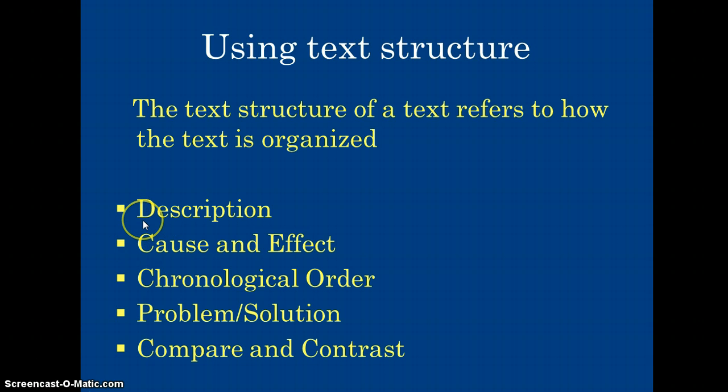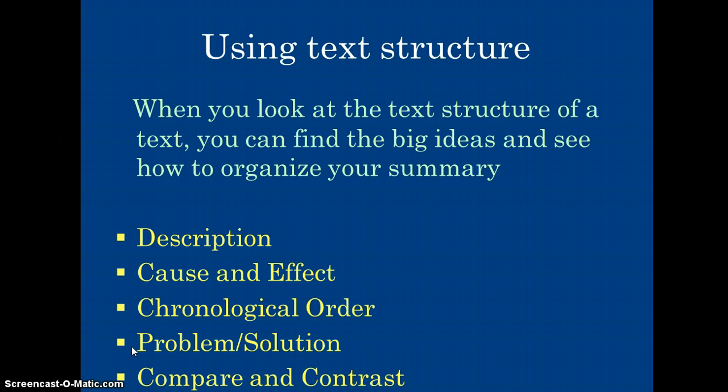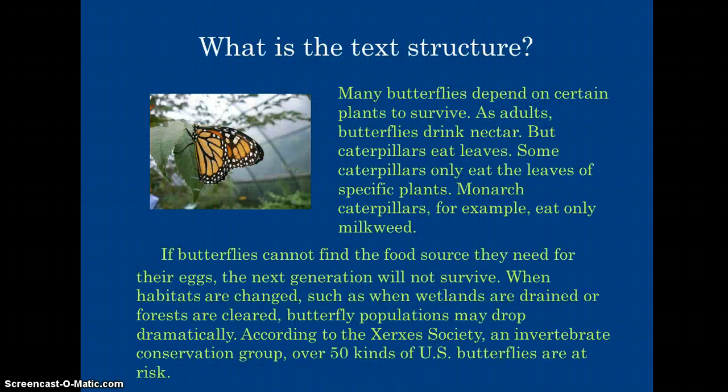So sometimes when you're looking at making a summary, you can depend on that text organization of ideas to help you build your summary. Some of the different ways that text can be organized include description, cause and effect, chronological order, problem solution, compare and contrast. When you look at the text structure, you can find the big ideas and see how to organize your summary. Think about the article we've been looking at here. What is the text structure?